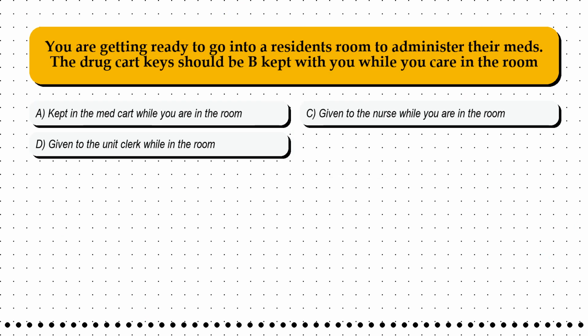Question 219. You are getting ready to go into a resident's room to administer their meds. The drug cart keys should be kept with you while you care in the room. Option A, kept in the med cart while you are in the room. Option C, given to the nurse while you are in the room. Option D, given to the unit clerk while in the room.